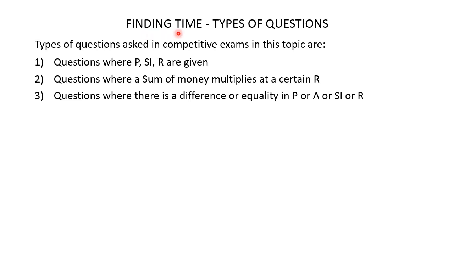Finding time. The types of questions asked in competitive exams on this topic are: Type 1 is questions where the principal, simple interest and rate of interest are given. Type 2 is questions where a sum of money multiplies at a certain rate of interest. Type 3 is questions where there is a difference or equality in principal or amount or simple interest or rate of interest. Let's solve a few problems on each of these types.